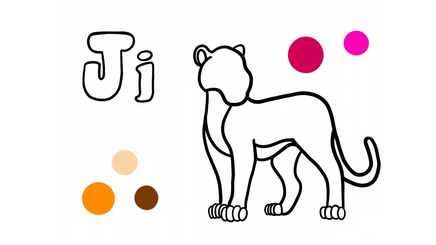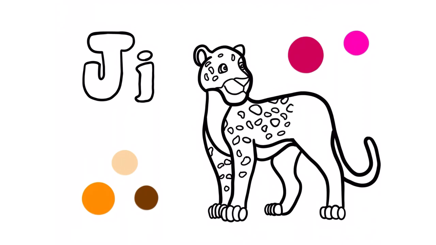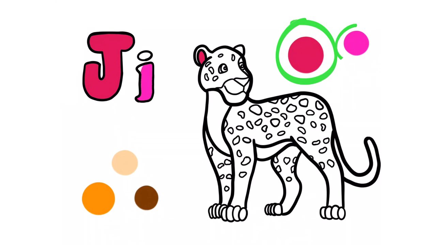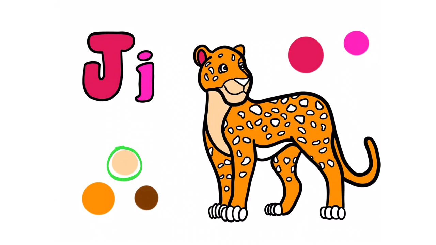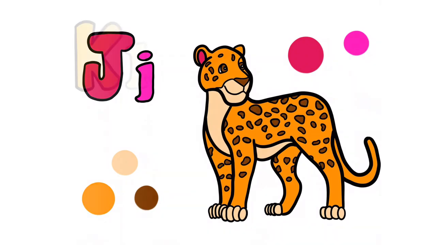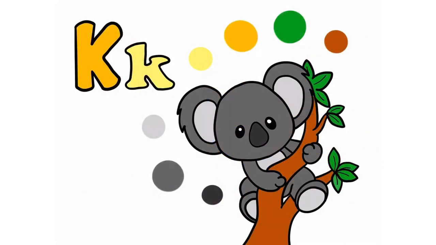What sound does the jaguar make? Cool! Their spots are called rosettes because they are shaped like roses. Bright pink. Pink. Orange. Tan. Brown. J is for jaguar. Let's learn the letter K.